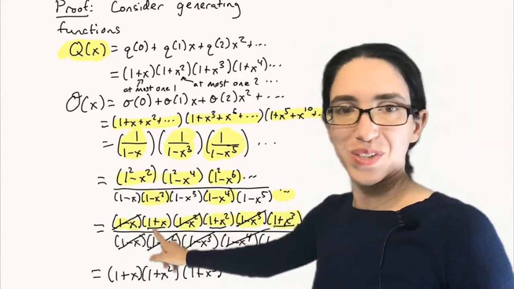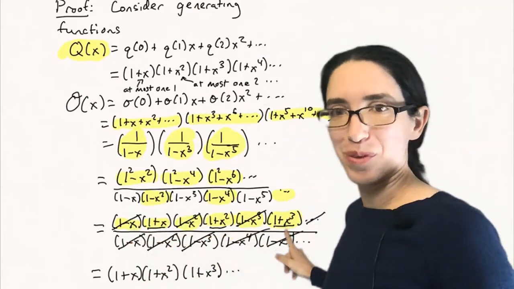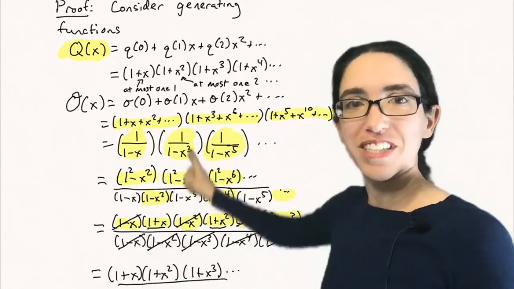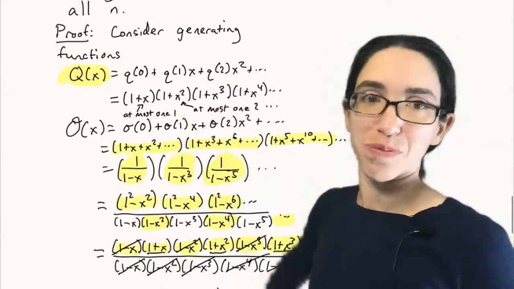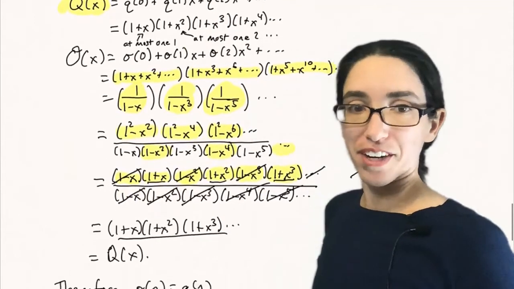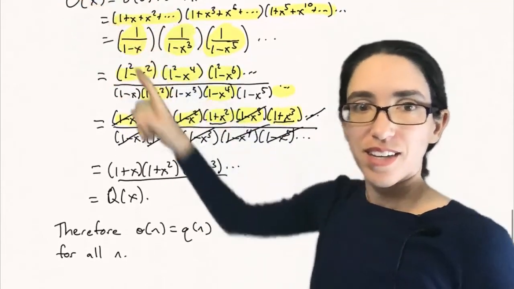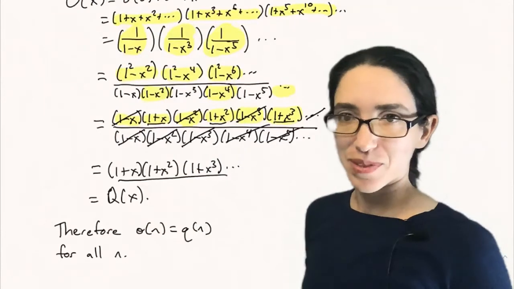And what we're left with is 1 plus x, 1 plus x squared, 1 plus x cubed, and so on, which is exactly what we wanted to match the q of x formula up there. So that means O of x is actually equal to q of x.